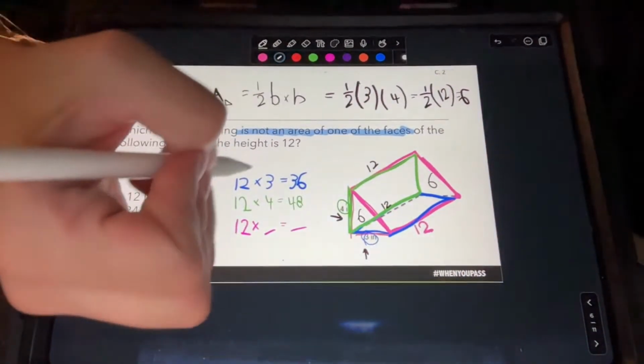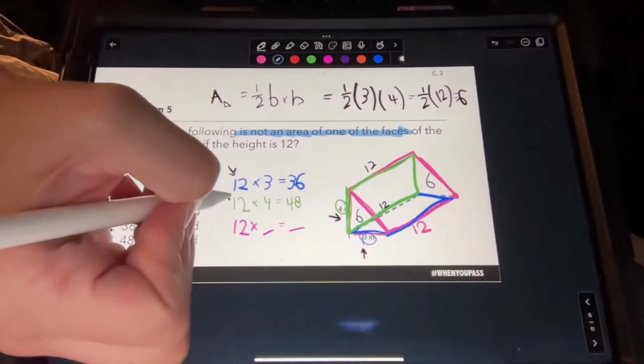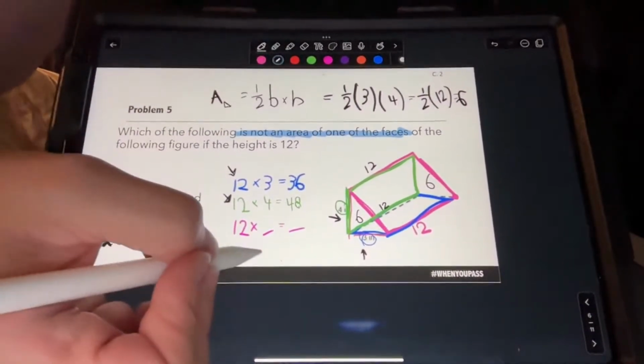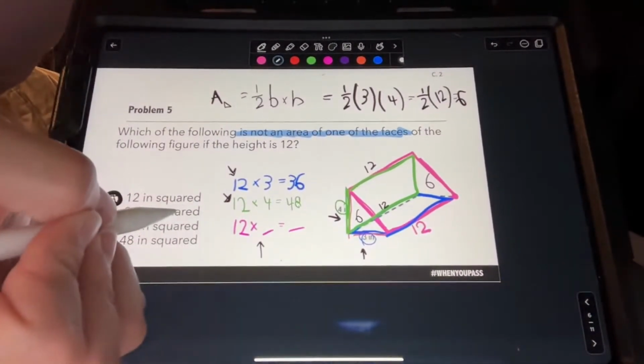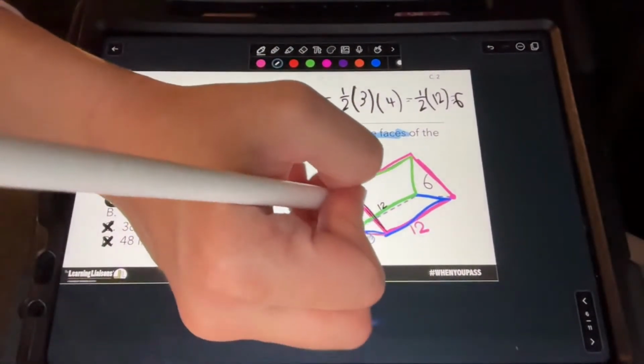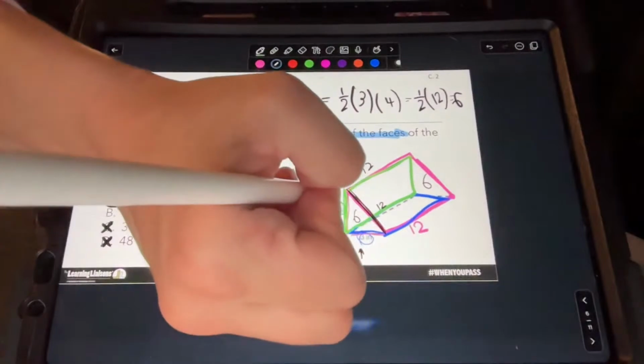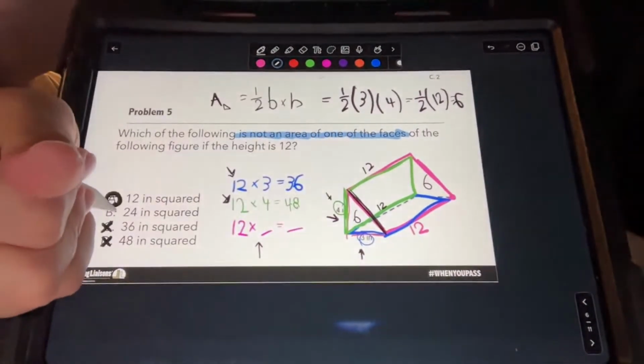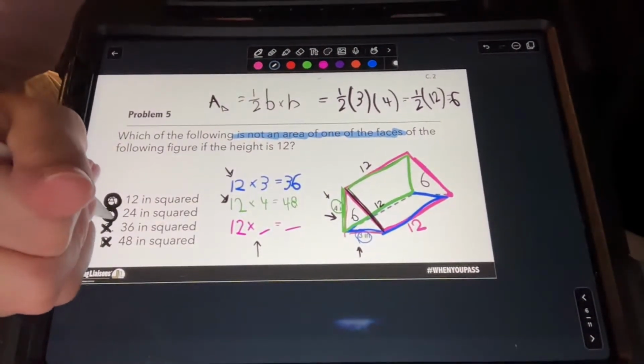And I figured out the blue and the green, and the pink is going to have to be bigger than both of those because this side, this long side, is longer than the 4 and the 3. So 24 is also a correct answer.